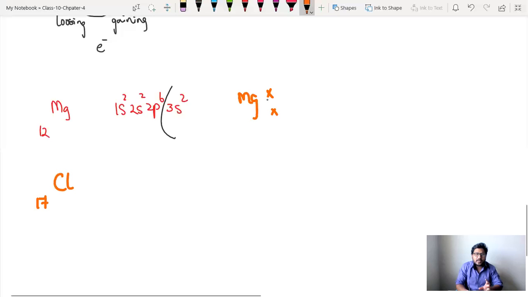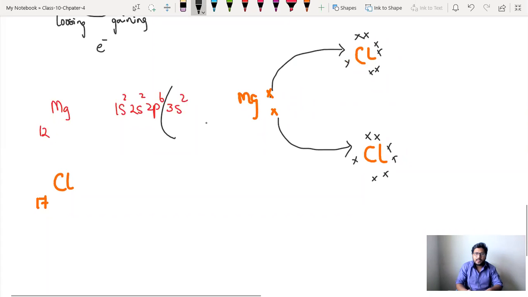And here magnesium should give 2 electrons. It should lose 2 electrons. How can it lose? Here there will be one chlorine, and here there will be another chlorine. The first chlorine has 1, 2, 3, 4, 5, 6, 7. The second chlorine has 1, 2, 3, 4, 5, 6, 7. Magnesium's one electron can be transferred to one chlorine, and another electron will be transferred to another chlorine. Now magnesium lost 2 electrons and became 10, stable. This chlorine gained 1 electron. Another chlorine gained 1 electron, became 18.